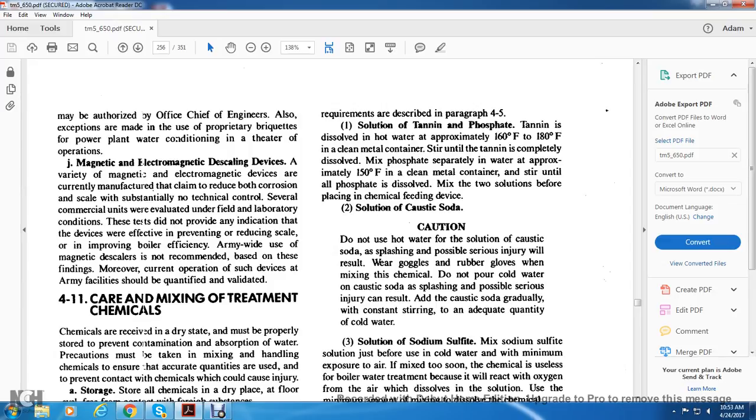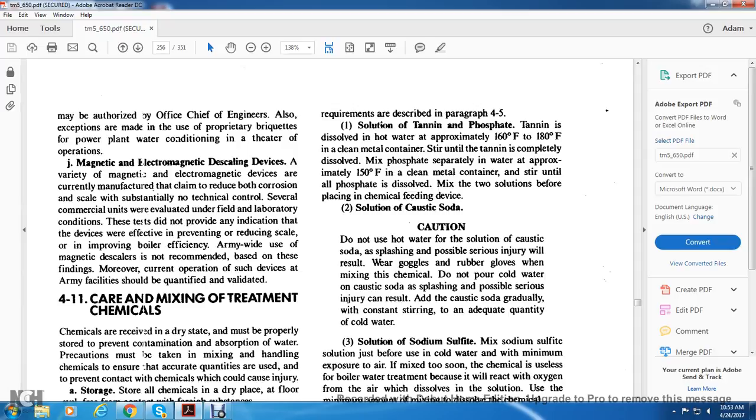Dissolve the trisodium phosphate in hot water, approximately 160 to 180 degrees Fahrenheit, in a clean metal container and stir until the phosphate is completely dissolved. Mix sulfate separately in water at approximately 150 degrees Fahrenheit, in a clean metal container, and stir until all phosphates are dissolved. Mix the two solutions before placing them in a chemical feeding device, then add the solution of caustic soda.